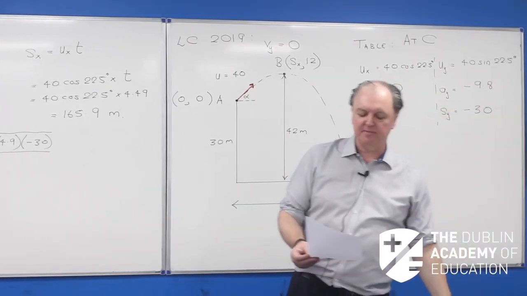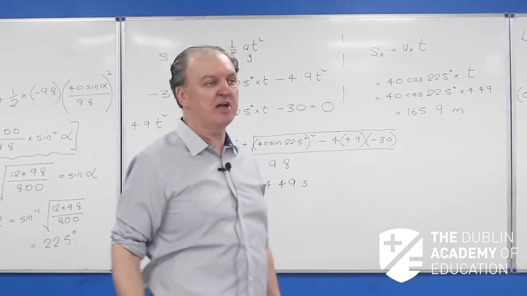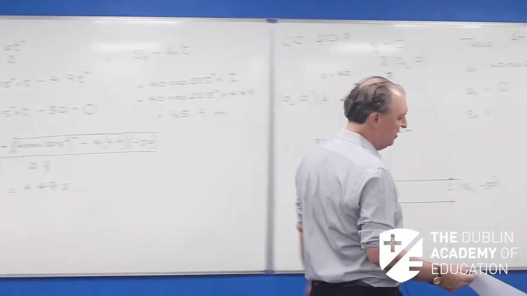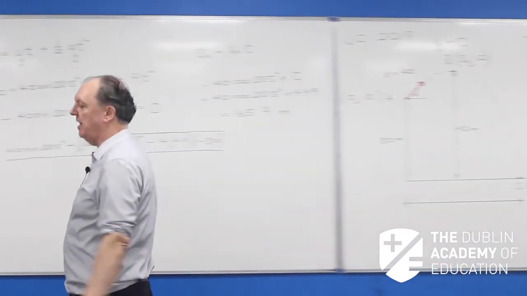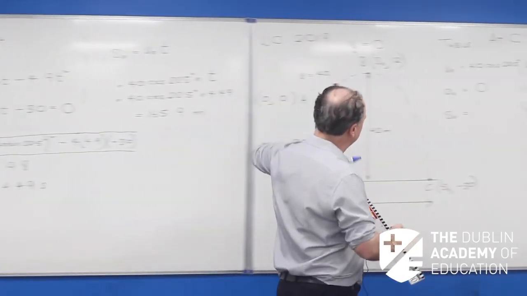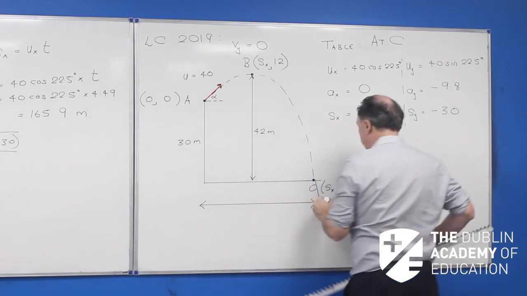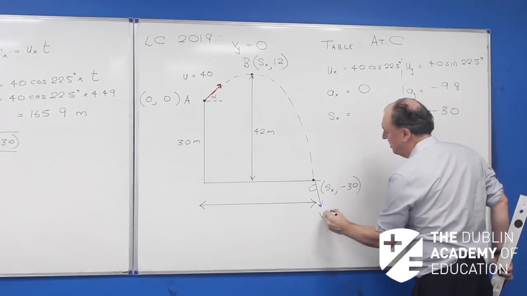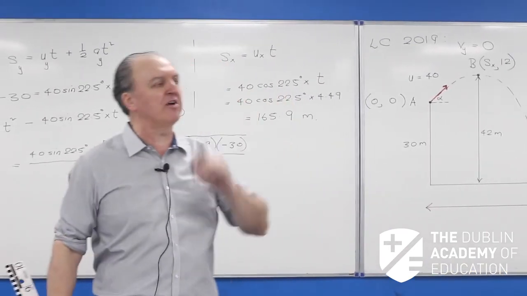Final part of it, the speed of the particle as it hits the ground. Obviously when it hits the ground, it's going to stop. So you're just talking about that split second before it hits the ground. So again, when it hits the ground, you would take the velocity vector as being tangent to its path. So the velocity, something like this, that will be v. But I can't work out v directly. I can work out vx and I can work out vy.